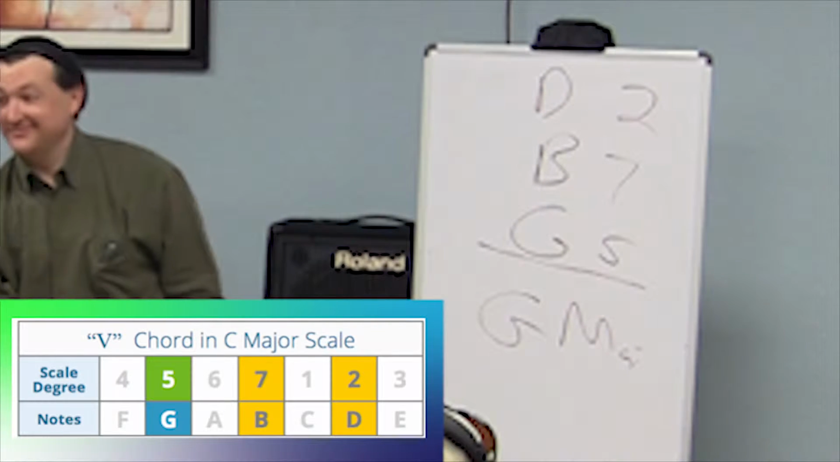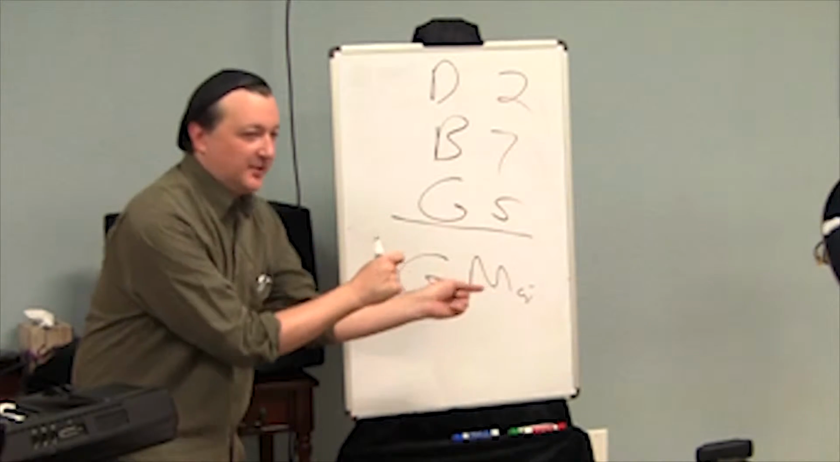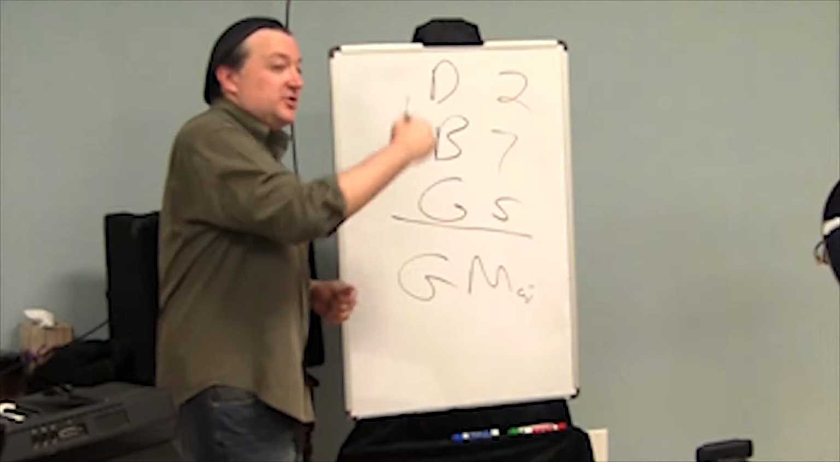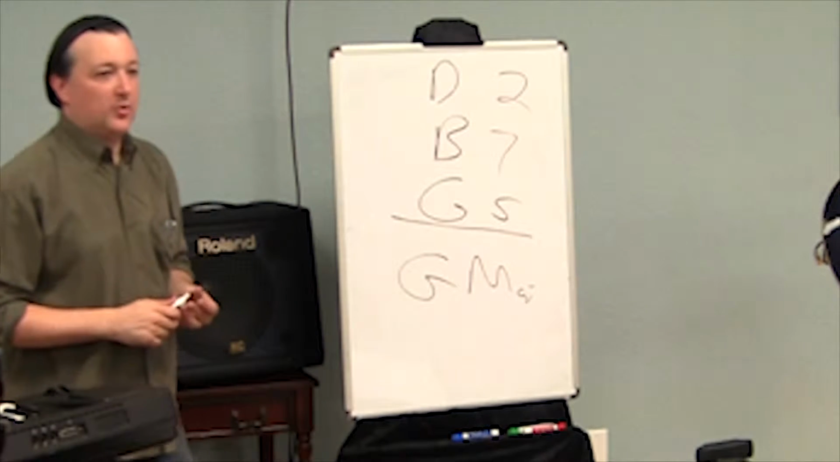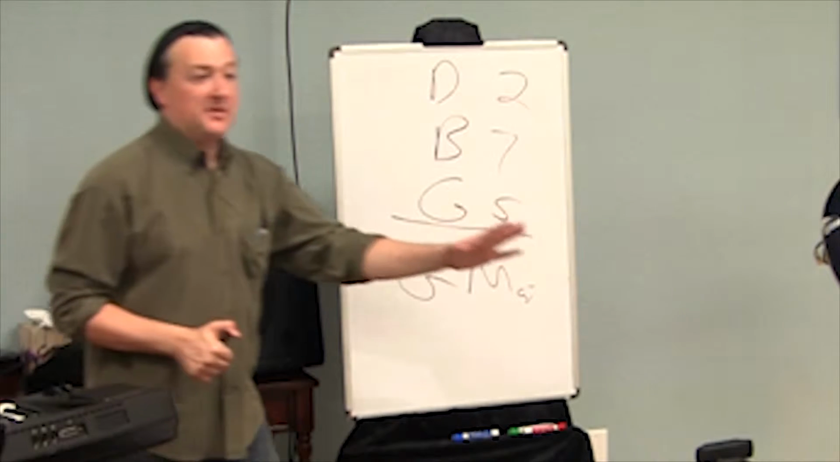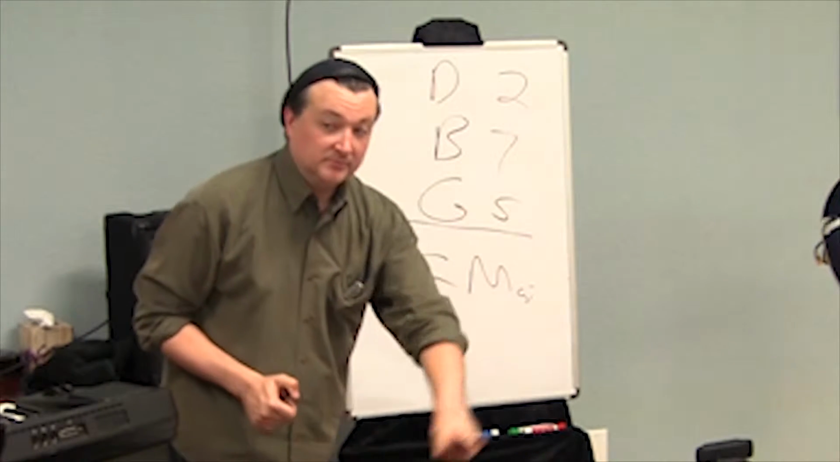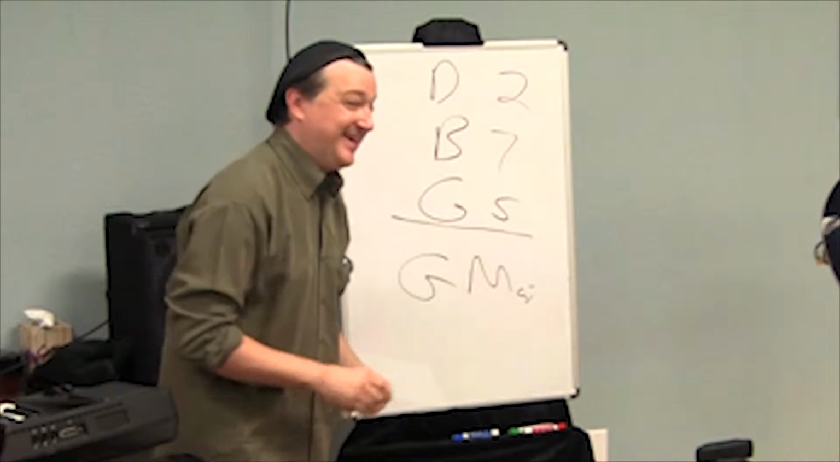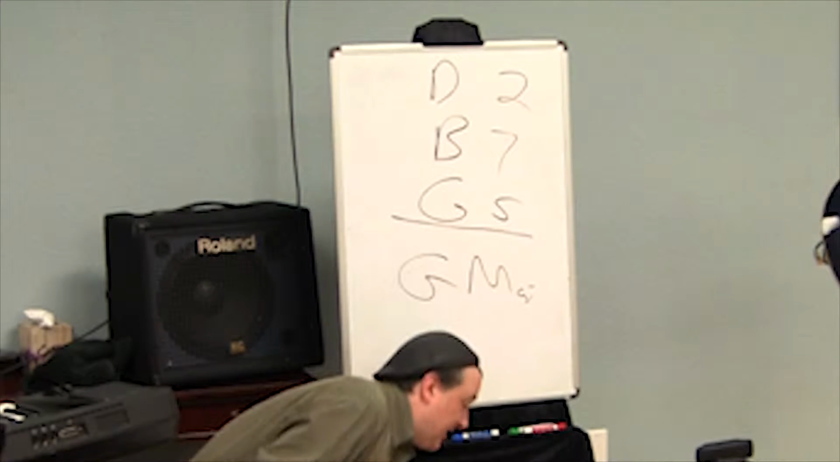In any key, you tired of me saying this yet? In any key that you pick, if you start at the 5th scale degree and only use the notes of that scale, and you create a triad, you will always create a major chord. In summary, the 1 is always major, 2 and 3 are always minor, 4 and 5 are always major. If you only use the major scale, it will happen every time.